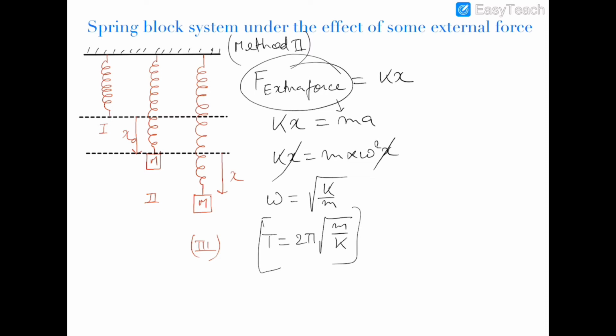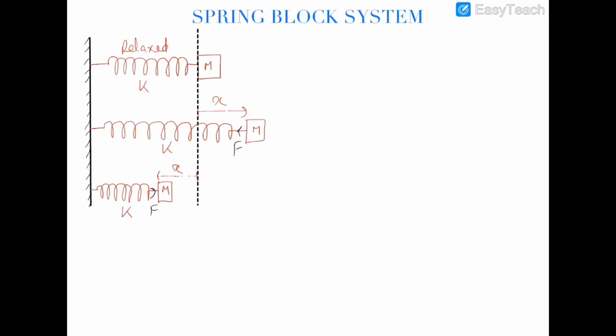There is one more situation in this question. In the initial case, the spring block system was only under the effect of the spring force and no other external force was acting on the system. Then at the mean position, the net force is 0. So in the case of the mean position, the spring is relaxed.